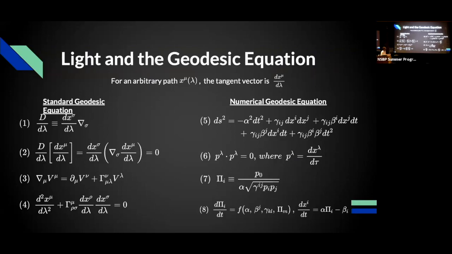And more importantly, you can express it in terms of the momentum of an object over here in equation 8 to use it numerically to solve the paths of light around much more complex versions of space-time.